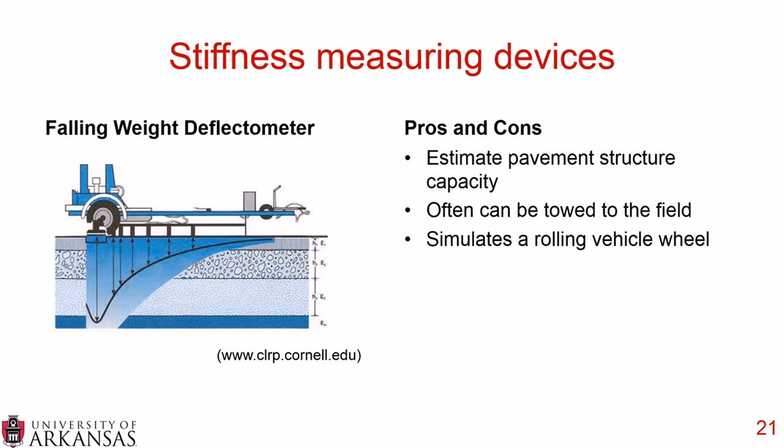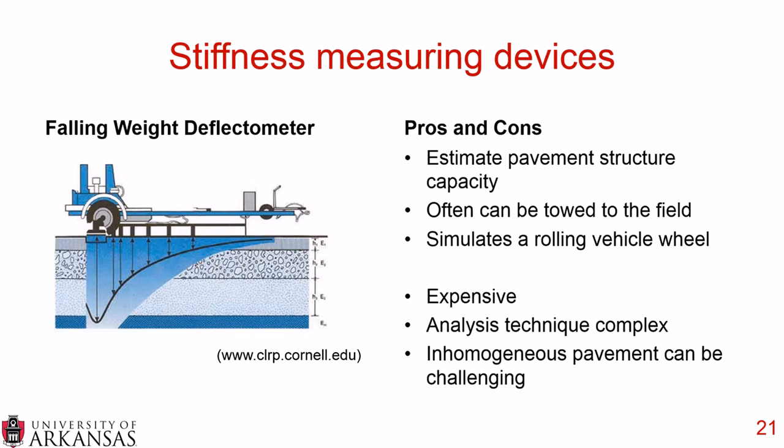So what this can do is it can estimate the pavement structural capacity, and what you do is you tow a little portable unit behind a truck, you drop a weight, and you measure how the deflections occur as you move away from that weight. And what we're trying to do here with the FWD is to simulate a rolling vehicle wheel.